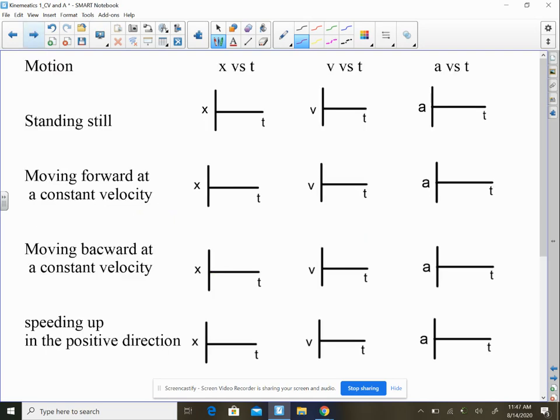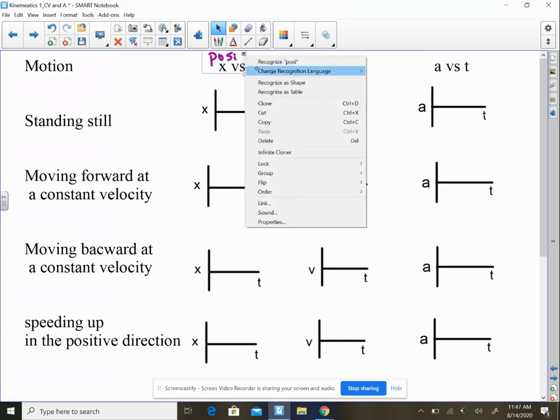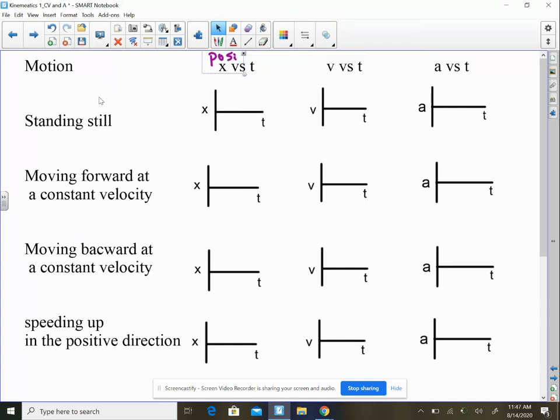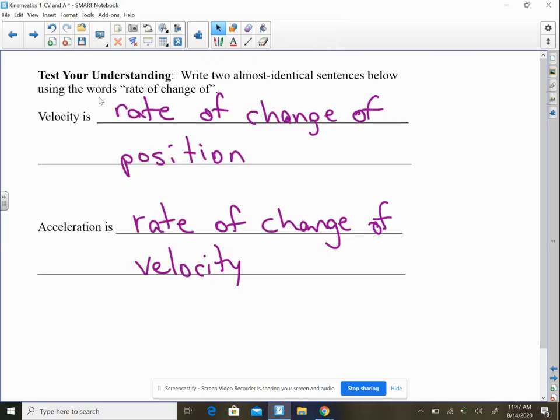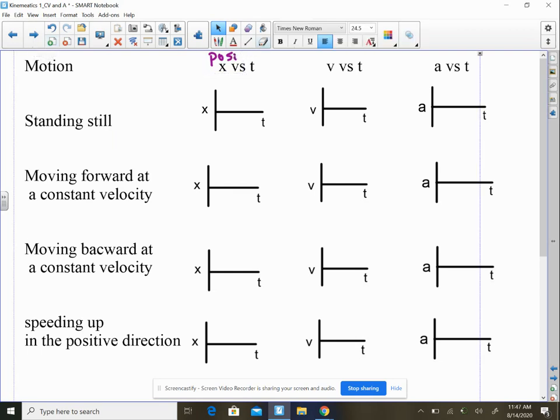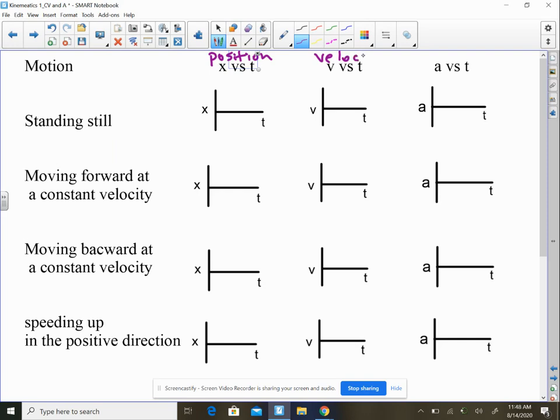Okay. Now, let's talk about graphically what this would look like. We are going to look at different motions like standing still, moving forward at a constant velocity, and so forth and so on. And these are different graphs. So x versus t will be a position versus time graph. This is a velocity versus time graph in this column, and these are acceleration graphs.